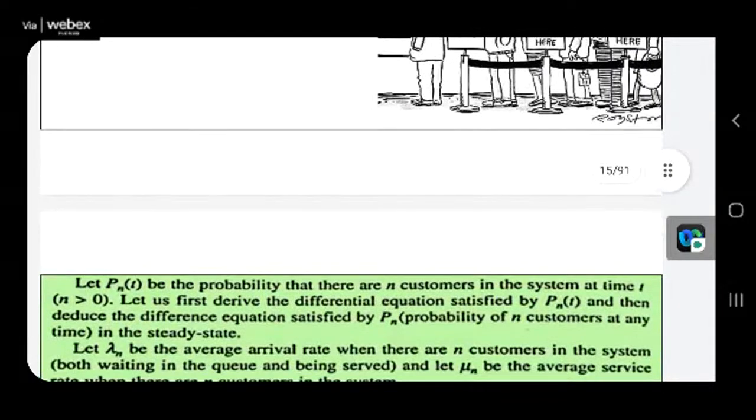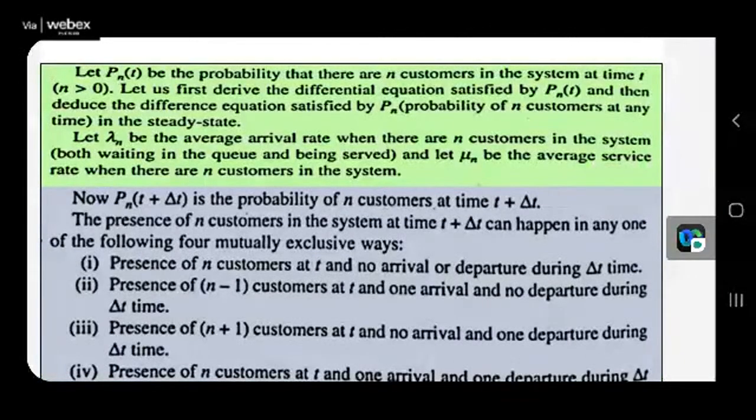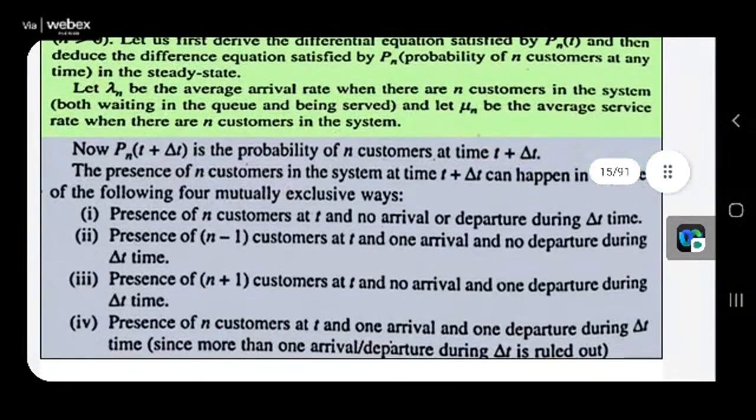Next. Okay, so coming back, these were basics about queuing theory. Now I will add the mathematical concept into queuing theory. So assume, let Pn of t be the probability that there are n customers in the system at a particular time t. So now what will be Pn of t plus delta t? That means at the time t plus delta t also there are only n customers.